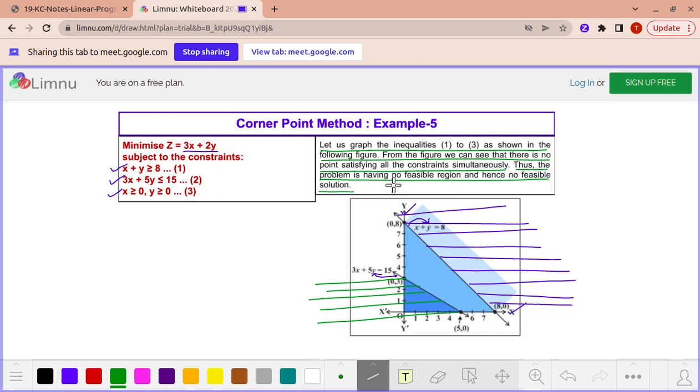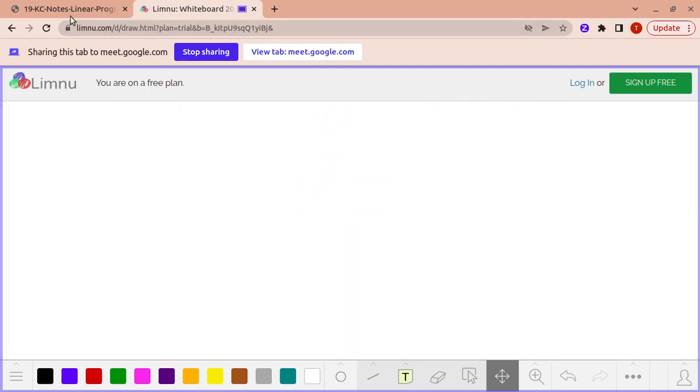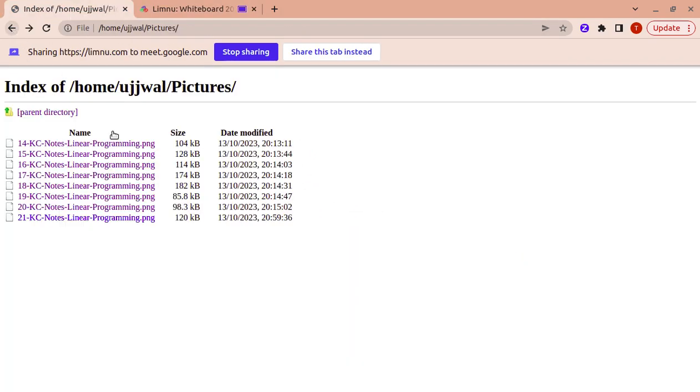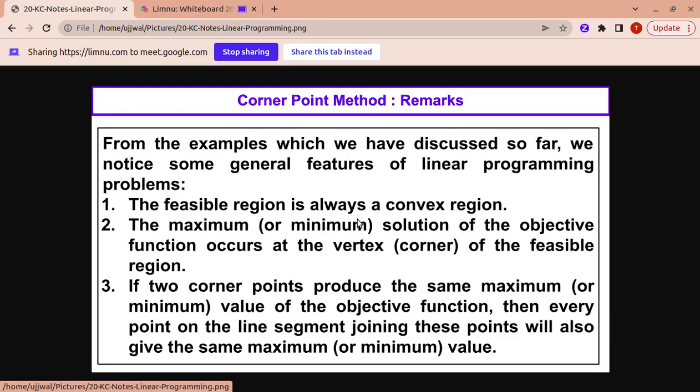That is also why I bring this example 5. I hope it is clear. Now dear students, let me summarize exactly how we are going to solve this problem. So what is the summary? Let me show it to you.